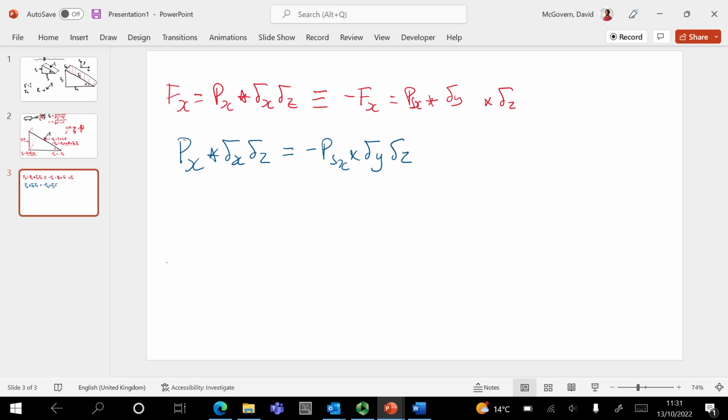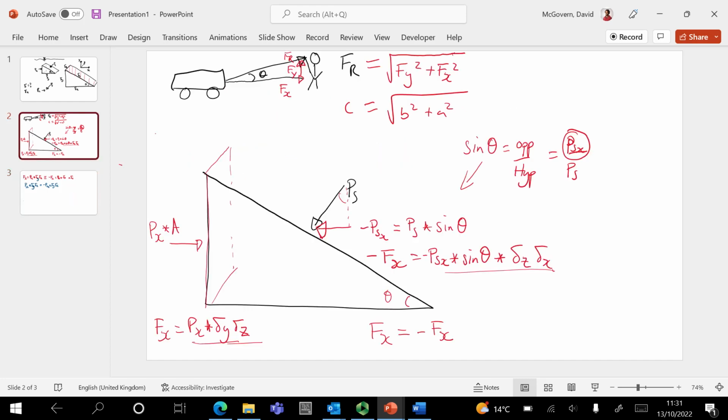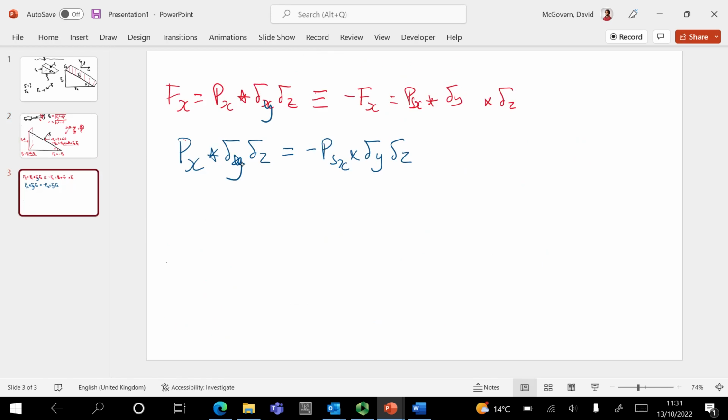I've got that wrong. That's a delta y, not a delta x. Sorry. I think, did I get it wrong in this bit here? I did. Delta y, delta z, and this one should be delta y, delta z. I did delta x, z, so it's correct in the original. I've just written it incorrectly there.